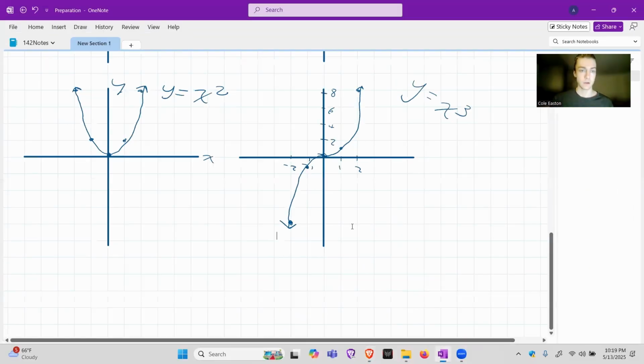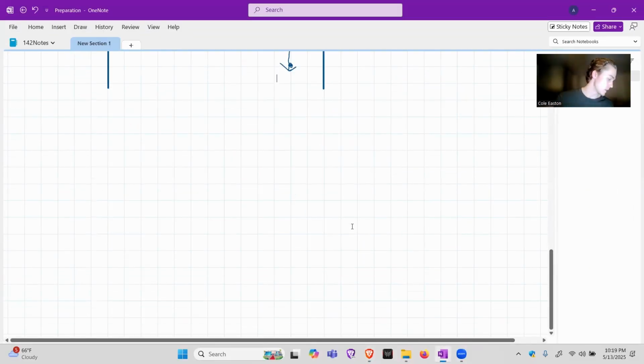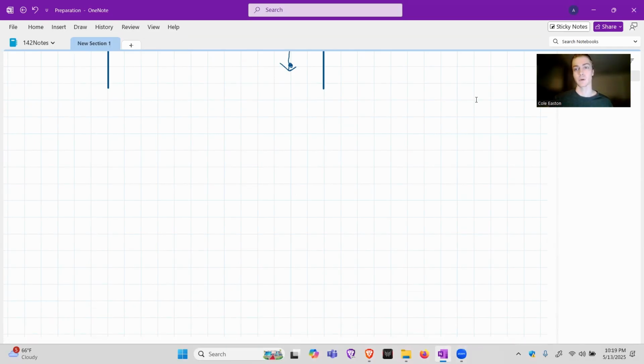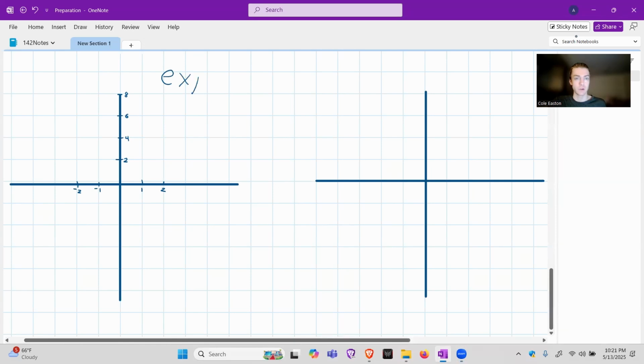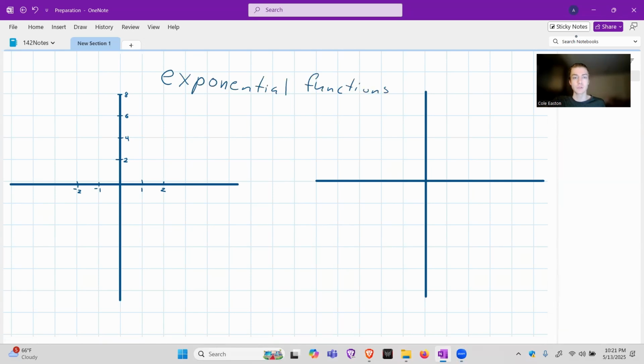Let's come back here and we're going to look at a couple other functions that are important to know how to graph as well. The next function we want to look at, well, in general, are exponential functions. And those are functions of the form b to the x. And that's contrasted with power functions, which are functions of the form x to the p, right?